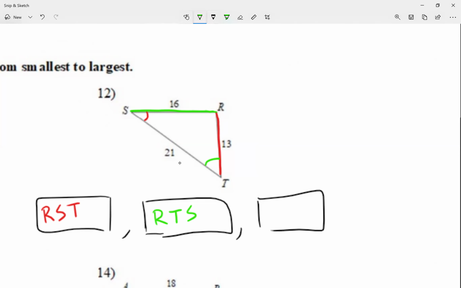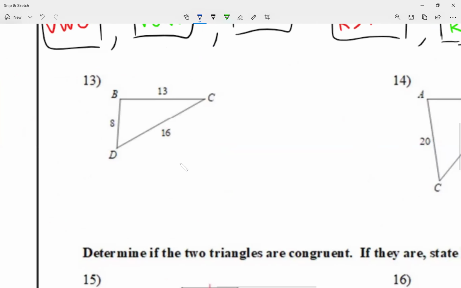And then for the biggest side, it is 21, which is opposite from this corner. So I'm going to use all three letters, leaving R in the center. So I'm going to call this SRT. Like I said, three letters always work. So we can get used to that. You should be good. How about number 13?